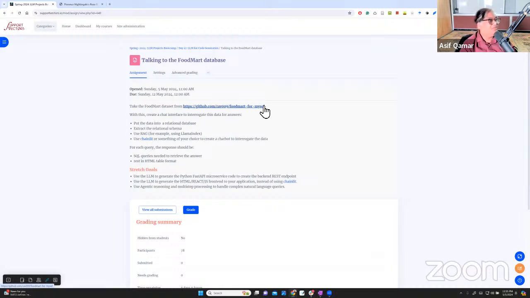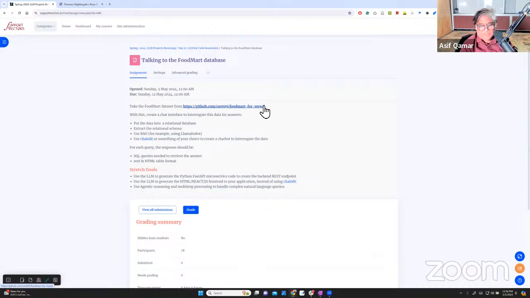This is your full version of the project. You can keep doing it over the next few days. In the meanwhile, there are a few goals. For each query, the response should be the SQL queries needed to retrieve the answer. The result should be in HTML table form. We should generate the HTML also.